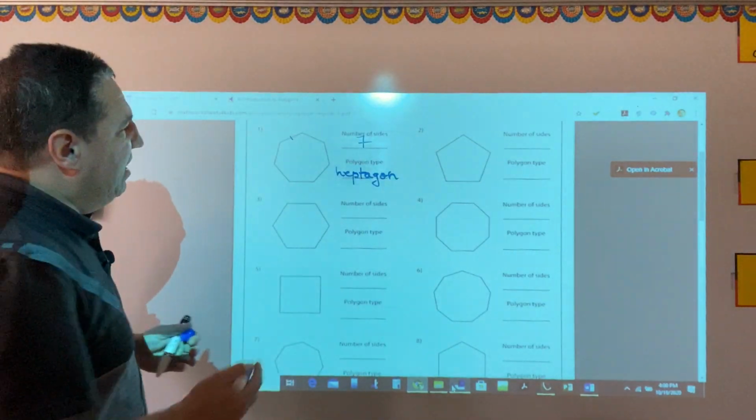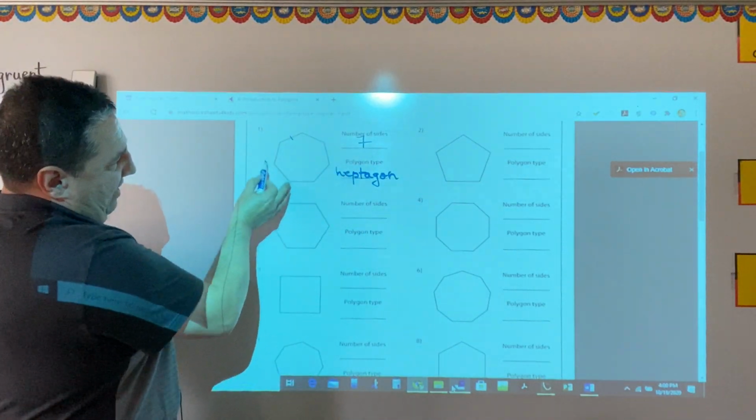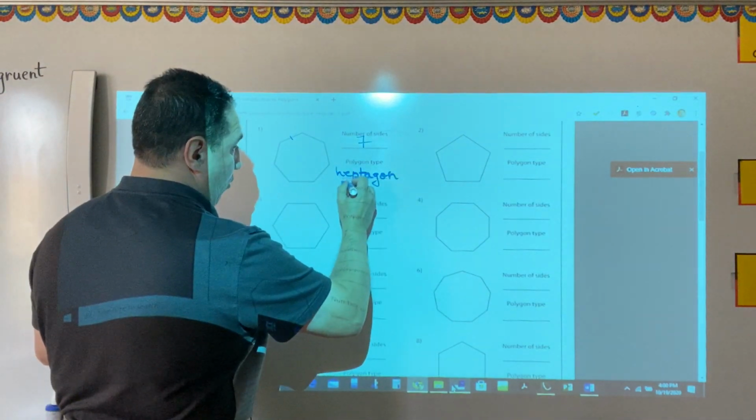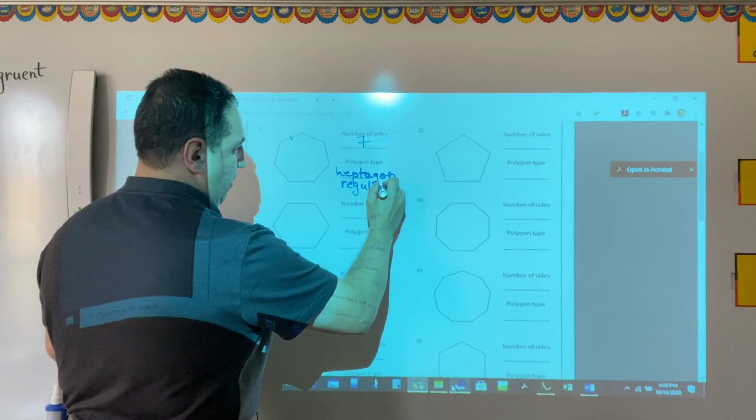What kind of heptagon? Because all sides are congruent and all angles are congruent, it is a regular one. Next.